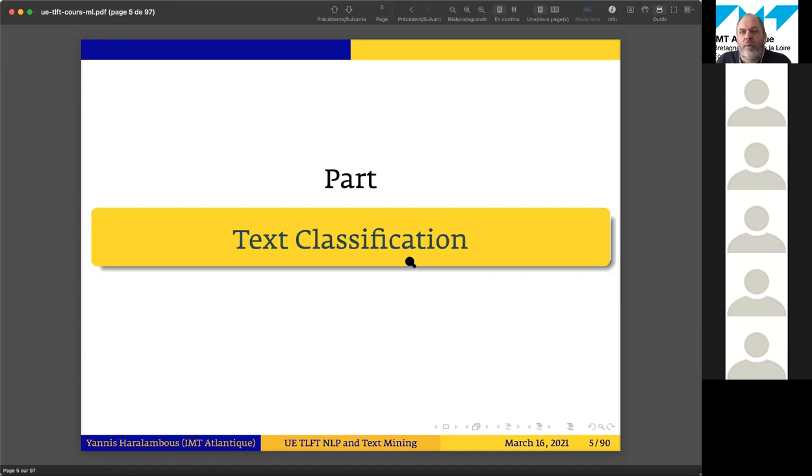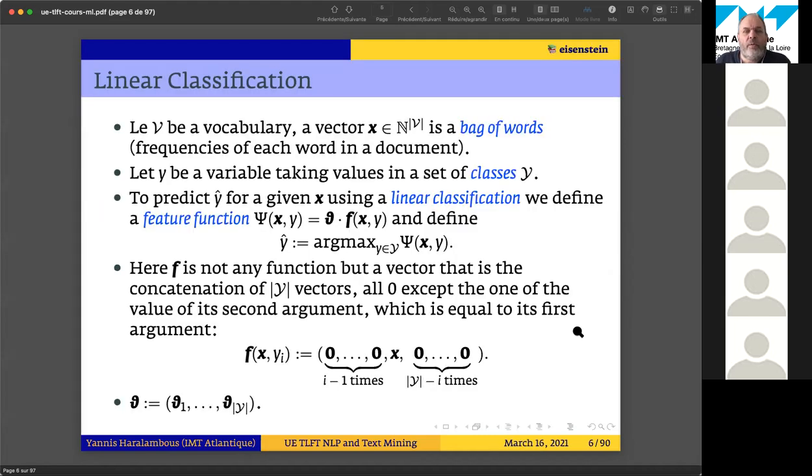So this thread is subdivided in tasks. We have text classification, topic modeling, and automatic summarization. For text classification, I immediately start with neural networks. I don't even enter into the history of text classification, which is very long, and almost all possible technologies have been used.